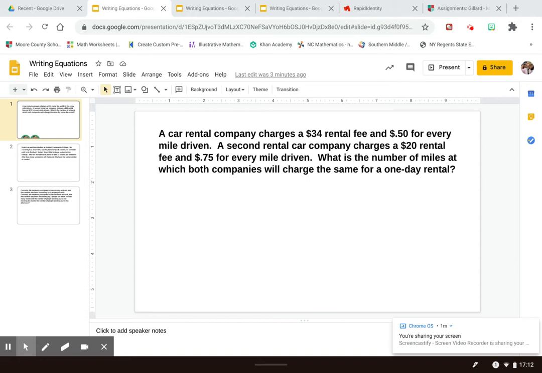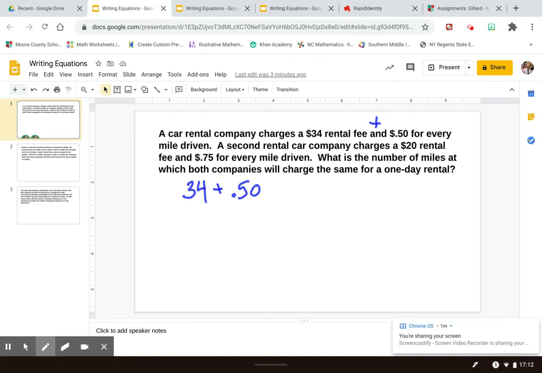So if we start with the first rental car company, it says a $34 rental fee. So we're going to start with that number 34, and we're going to call 34 our constant because that's never going to change. Now, whenever we read a problem in math and we see the word and, we know that and means addition. So it's going to be $34 and 50 cents for every mile driven. So I'm going to write 34 plus 50 cents.